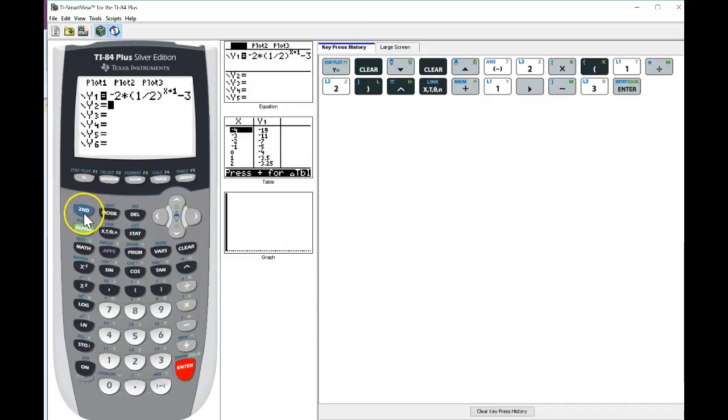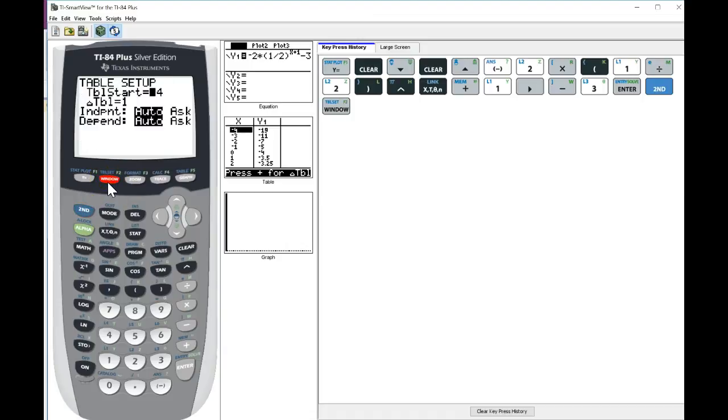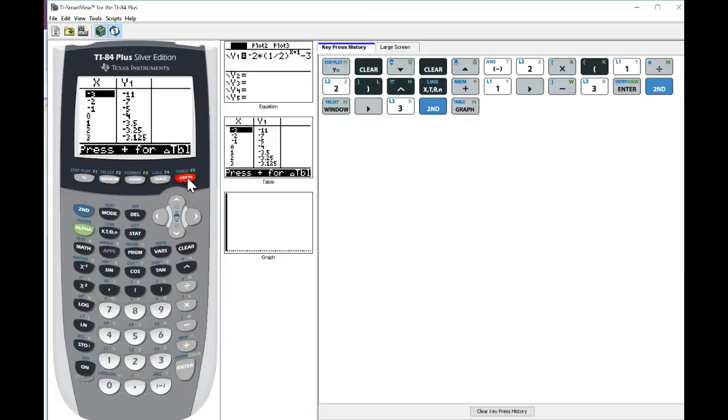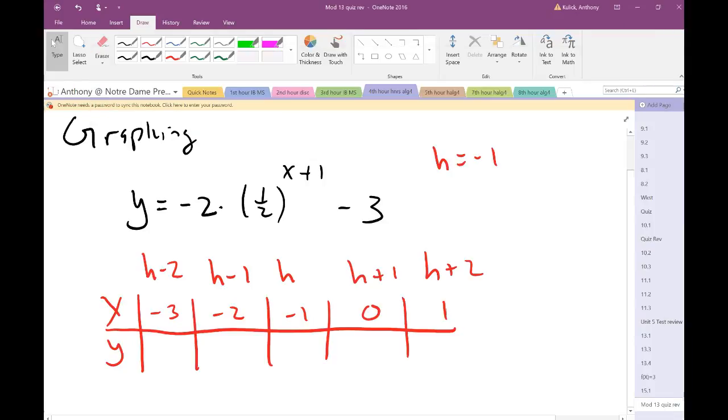So there's that. Once I have that typed in, I'm going to go to my table set. So I'll press second, window. The value that my table needs to start with is -3. And my table is going up by 1s. So that's all set now. And then I press second, graph. And that's going to spit out my values. So -11, -7, -5, -4, and then -3.5.